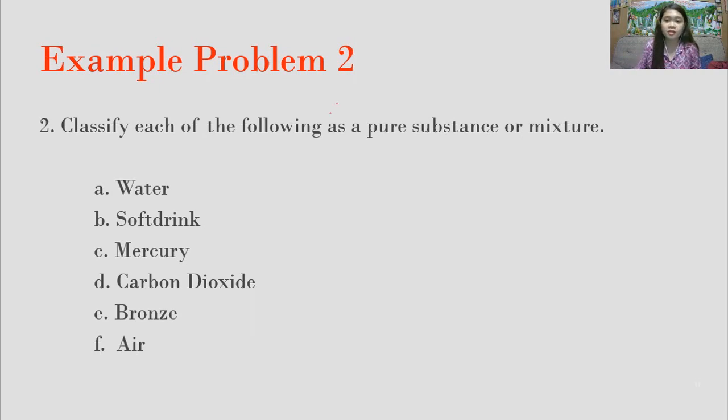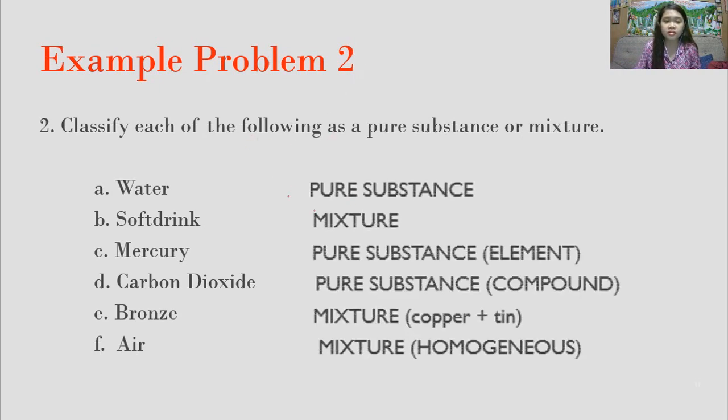Here, water is a pure substance because it's a compound. It's composed of two atoms of hydrogen and one atom of oxygen. We also have a soft drink, which is a mixture composed of sugar, additives, and water. For mercury, this is a pure substance or element, and carbon dioxide is also a pure substance because it's a compound, composed of CO2, or two atoms of oxygen and one atom of carbon.